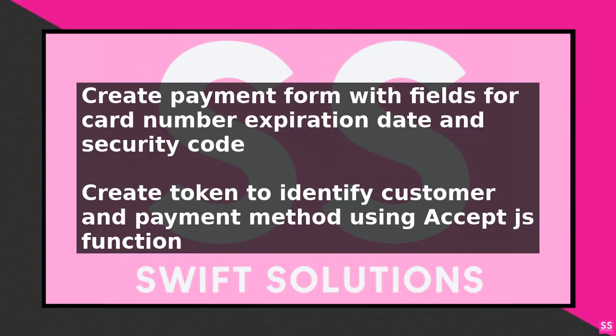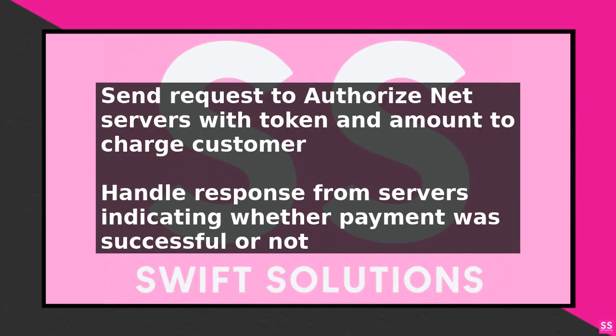To create a token, you will need to call the AcceptJs function and pass in the payment information and your API credentials. The function will return a token that you can use to charge the customer. The token is a unique identifier that represents the customer and the payment method.